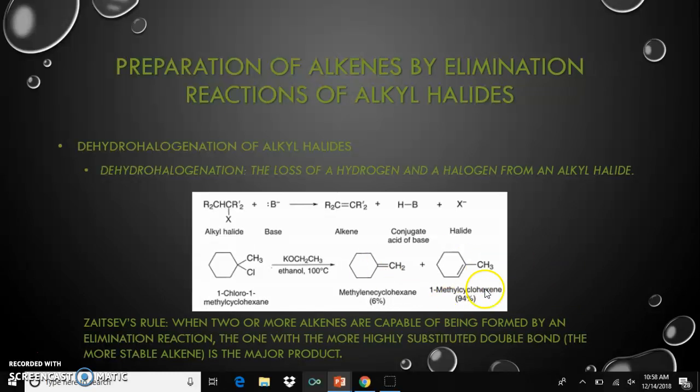This image shows the general equation for this type of reaction, and then an actual example of this type of reaction is shown here.